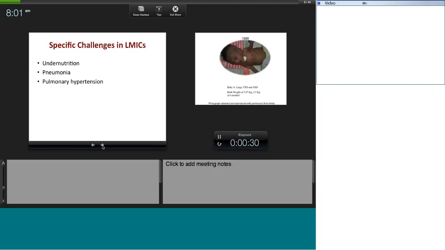So, Mahesh, I've started. So now the challenges that we face in low and middle income countries with the VSD are relating to undernutrition, pneumonia, and pulmonary hypertension. Pulmonary hypertension, of course, relates to older children primarily, but we're talking about undernutrition and pneumonia. So I'm going to share some data with you after I show you one particular case as to how this can impact our management and outcomes, and what some of the research that has been done in our institution, which has really outlined how these patients should be managed.